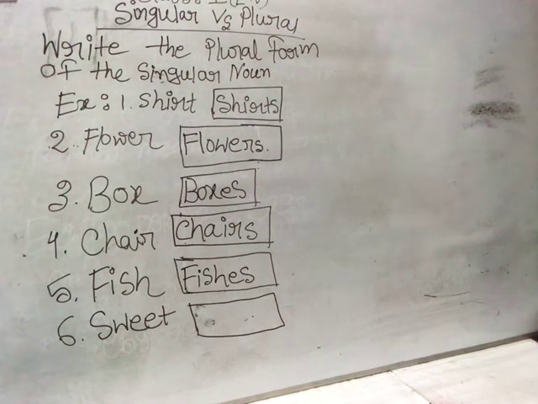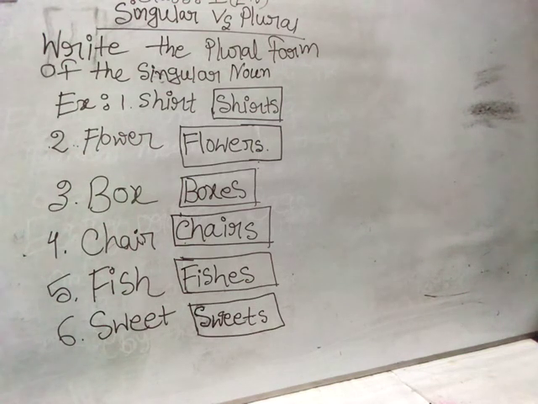Now the next one is sweet, S-W-E-E-T. To make it plural, what can we put? We just need to put a simple S, not ES. So sweet, sweets. Okay babies, just note it down right now, first. So it became sweets, S-W-E-E-T-S.